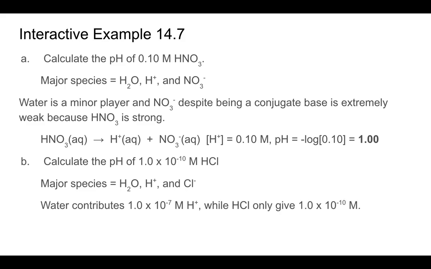Remember, the autoionization of water contributes 1 times 10 to the minus 7 molar H plus, but the complete ionization of the HCl is only going to contribute 1 times 10 to the minus 10 molar H plus. That's 1,000 times less than the H plus from water. So I think we can pretty much assume here that the concentration of the HCl is so low that it doesn't contribute enough H plus to the water to even change its pH. The pH is going to be the H plus from the water, or 7.00.